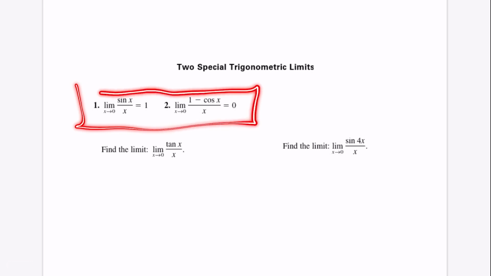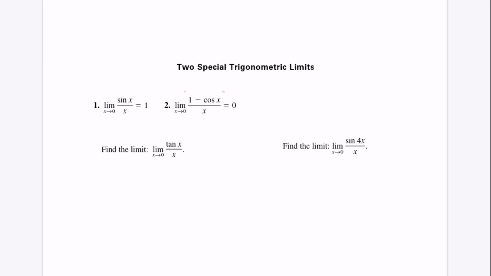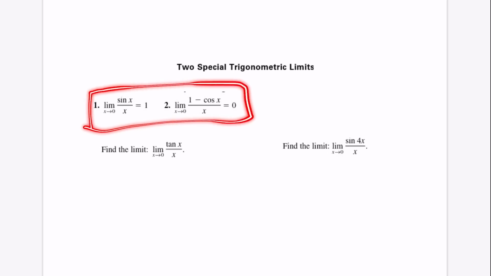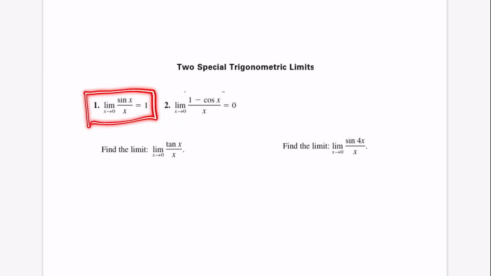And for now, we'll just deal with these two. So we have the limit of sine x over x as x approaches 0, always being equal to 1. So you need to memorize this. And also, we have the limit of 1 minus cosine x divided by x as x approaches 0 being equal to 0. There are proofs for these special trigonometric limits, but we are not looking at the proof for now. You don't need the proof. All you need is to know them, commit them to memory.